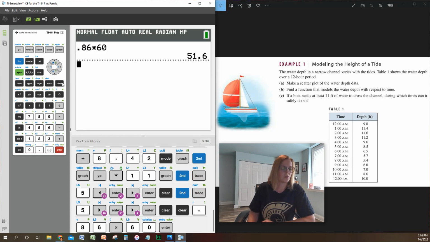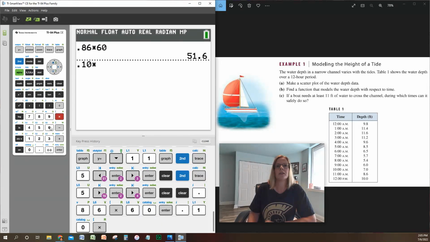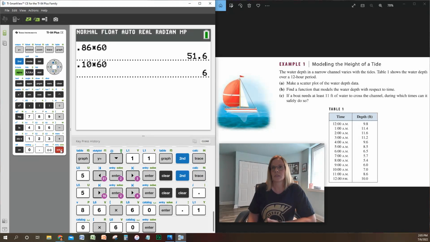Now the other answer was 3.10. So we know that's 3 hours. So that's going to get us to 3 a.m. And then we need to change that 0.1 or 0.10 into minutes. So I'm going to multiply that by 60 because there's 60 minutes in an hour. So that's 6 minutes. So then 3:06 a.m. would be the other time. Okay. So between those two times, between 12:52 a.m. and 3:06 a.m. is when this boat can safely travel across the channel.